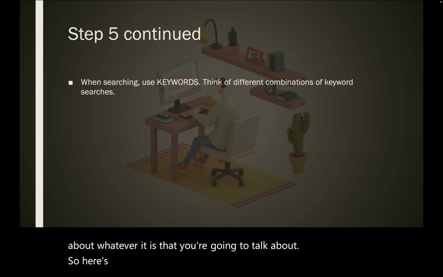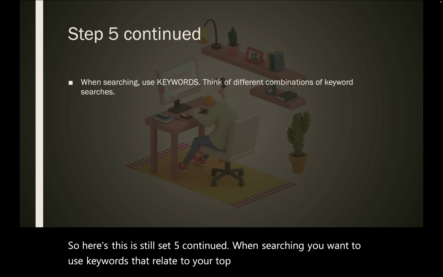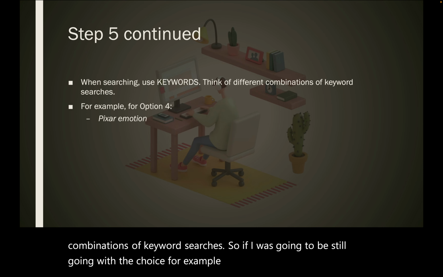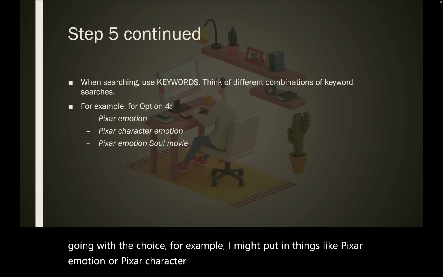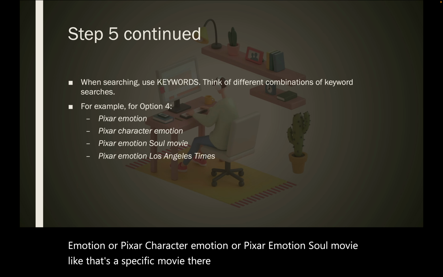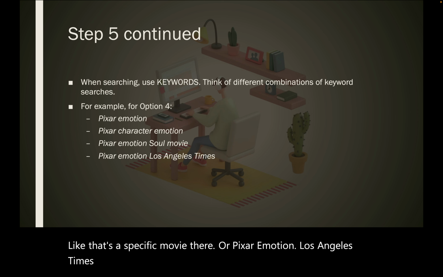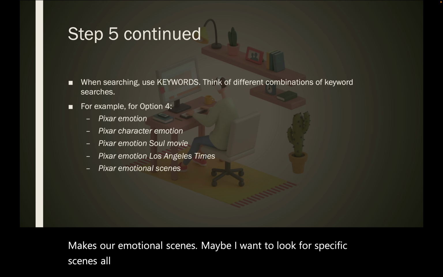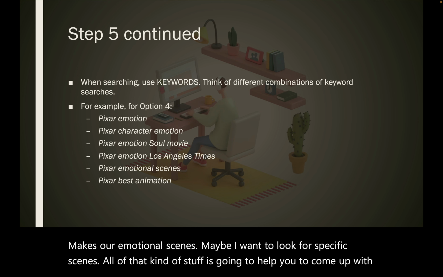So this is still step 5 continued. When searching, you want to use keywords that relate to your topic. So think of different combinations of keyword searches. So if I was still going with the choice 4 example, I might put in things like Pixar emotion, or Pixar character emotion, or Pixar emotion Soul movie, like that's a specific movie there, or Pixar emotion Los Angeles Times, put a specific publication in there, maybe Pixar emotional scenes. Maybe I want to look for specific scenes. All of that kind of stuff is going to help you to come up with new articles.